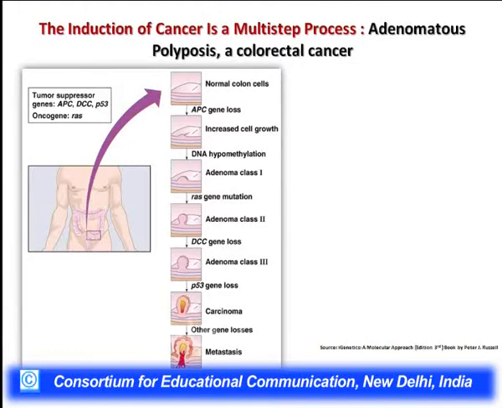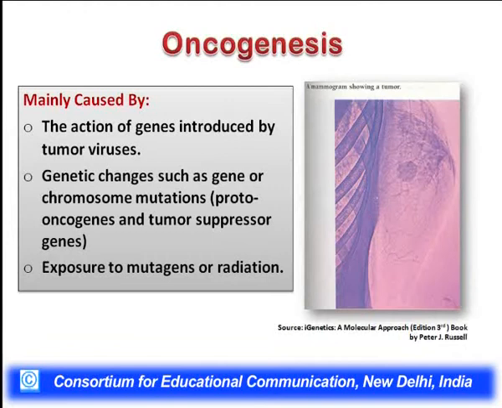Now, oncogenesis is a term which is used most commonly. Oncogenesis majorly occurs by the action of genes which are introduced by viral tumors, or by genetic changes such as gene or chromosome mutations in which the tumor proto-oncogenes or the tumor suppressor genes are affected. And the third major cause of oncogenesis, or cause of cancer, is exposure to mutagens or radiation. So the three major causes shown here are: first, introduction of genes with the help of tumor viruses; second, genetic changes in the proto-oncogenes and tumor suppressor genes; and third, exposure to mutagens and radiation.